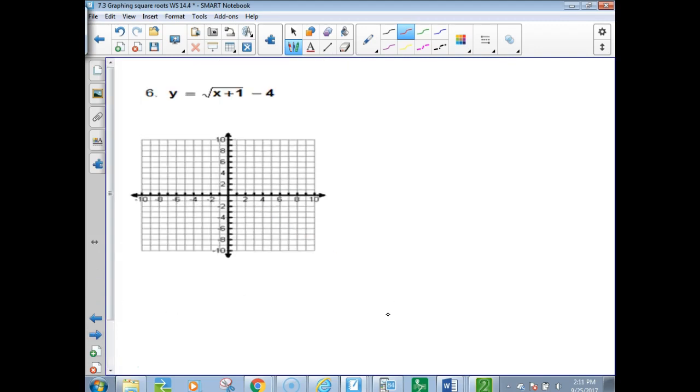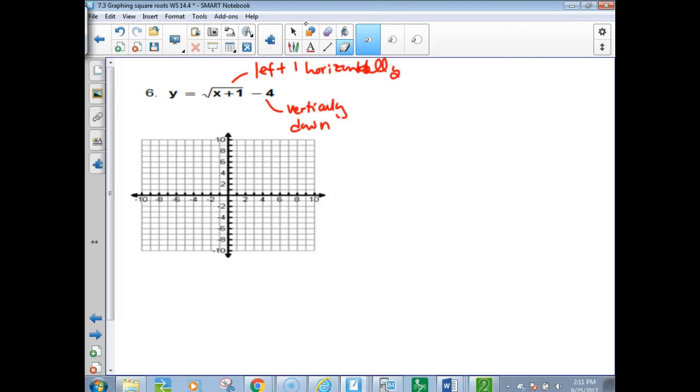Okay, now on to number 6. So what do you think, where is the shift going to be? This graph of the square root is going to shift left 1. Remember, it's plus 1 inside. What would this do? That one's horizontally. This one would be vertically down 4. Now, so we start getting more and more comfortable with those shifting ideas, let's go left 1, down 4 and make a point.